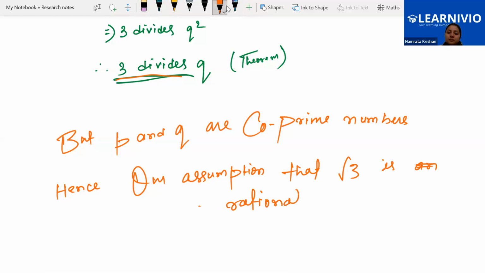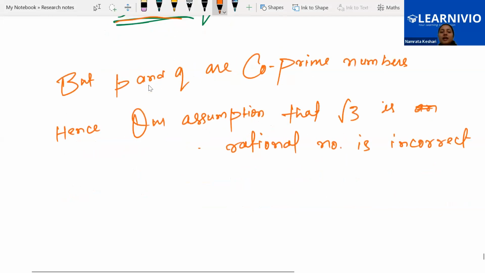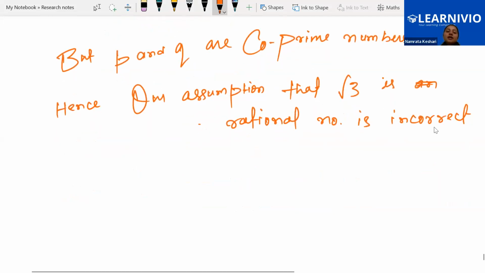Rational number is incorrect. Our assumption, which we have taken initially, that root 3 is a rational number, that we can write it in the form of P by Q, where P and Q are co-prime, is false. Okay, it's not correct. Our assumption is incorrect. Therefore, we are done with the proof that root 3 is an irrational number.